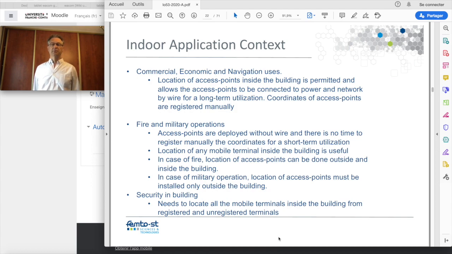And for security in buildings, you need to locate all the devices which are from the company or outside the company, in order to follow your employees or people who are unknown.